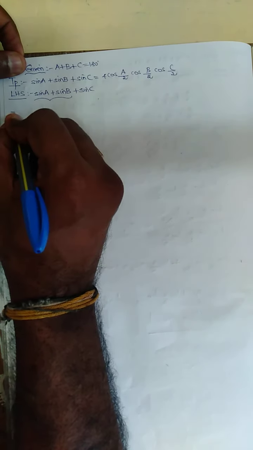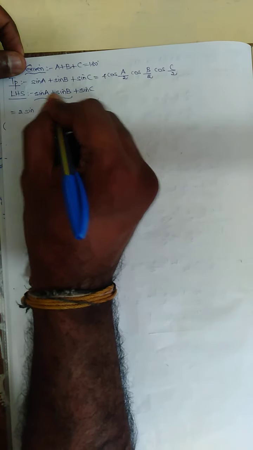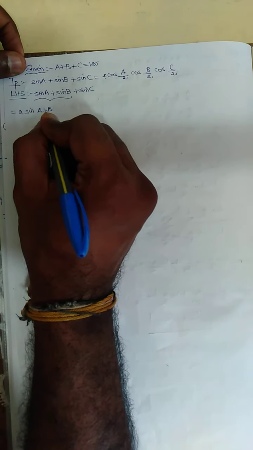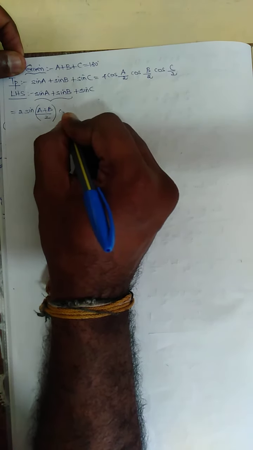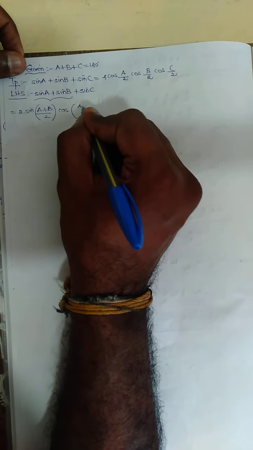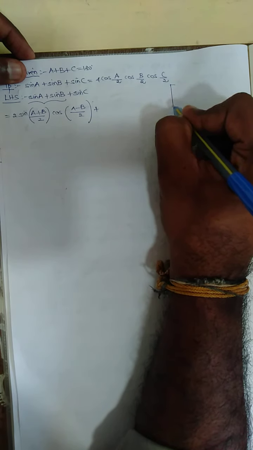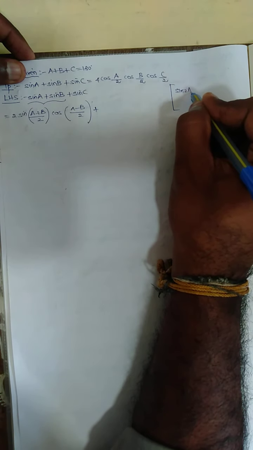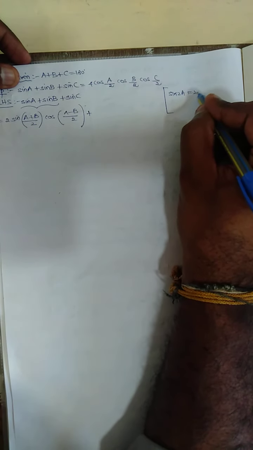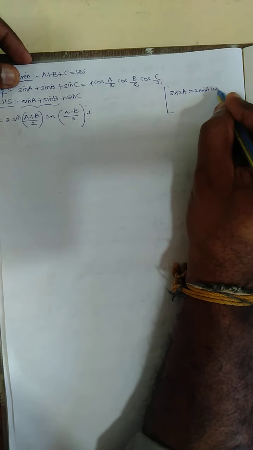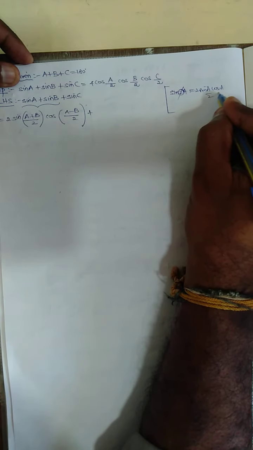So this formula I am going to apply. 2 sin (a plus b) by 2, next cos (a minus b) by 2, plus sin c. You know the formula sin 2a. What is the sin 2a formula? Sin 2a is nothing but 2 sin a cos a. I don't need 2 here, so take 2 and put here, a by 2, a by 2.